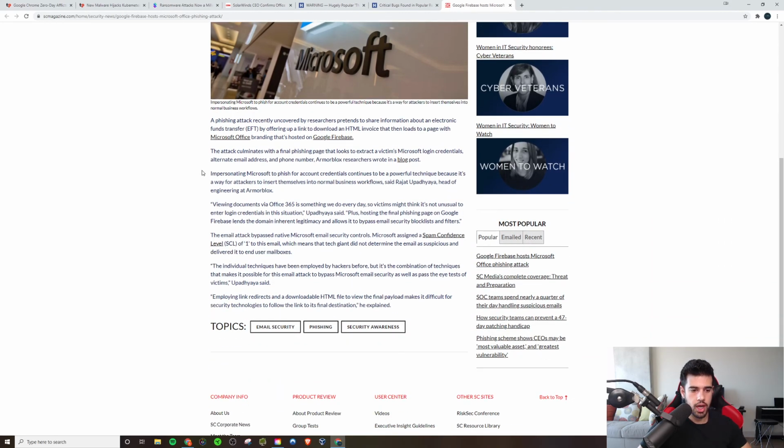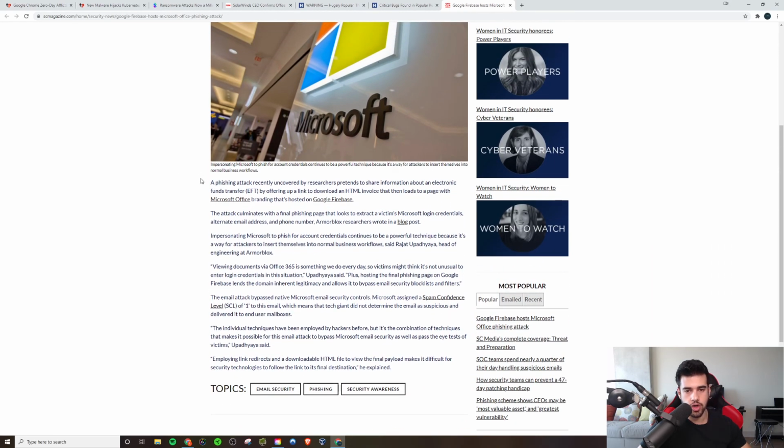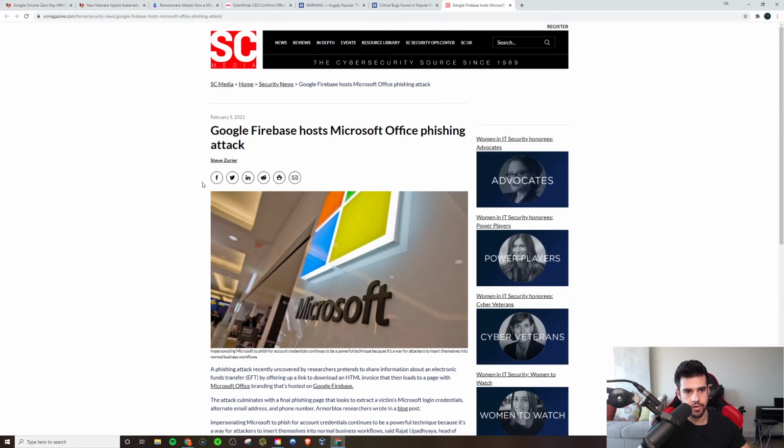A huge, very lucrative tool for attackers. A very core part of the attacker's methodology. So we'll pretty much end it on that note there.